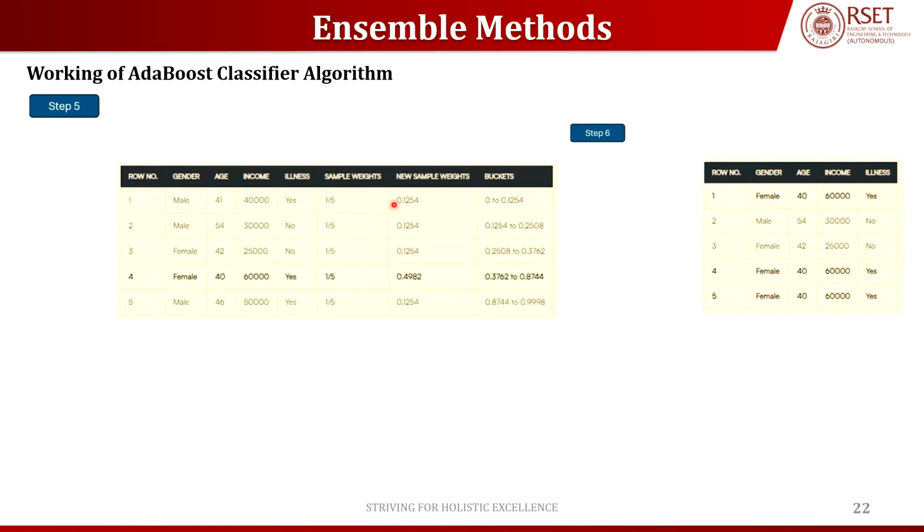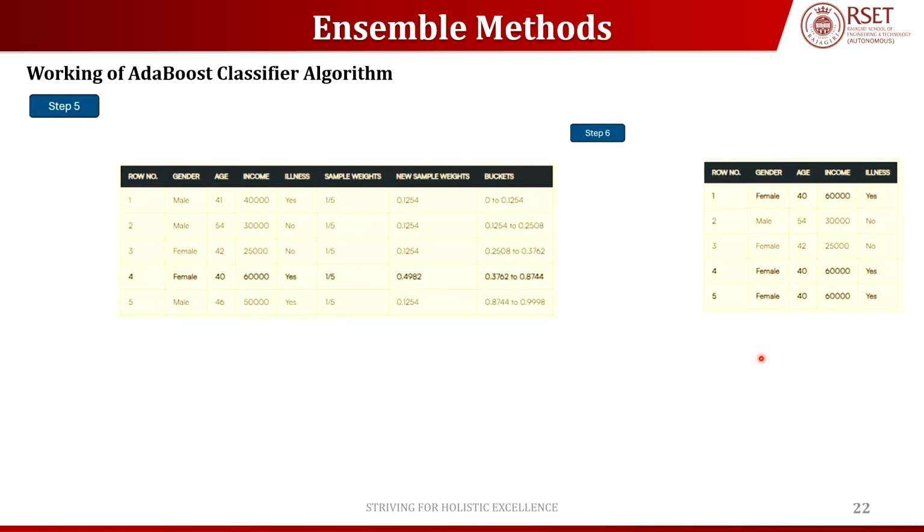Now for step 5, we normalize these new weights so that they add up to 1. And after normalization, you can see that the misclassified data point now has a much higher weight, that is 0.4982, compared to other data points. We then create buckets for these normalized weights. And in step 6, we use these new weighted buckets to create the training data for the next weak learner. So we randomly sample from these buckets. There is a much higher chance of selecting the data points that were misclassified, and this forces the next model to focus on the difficult to predict examples.